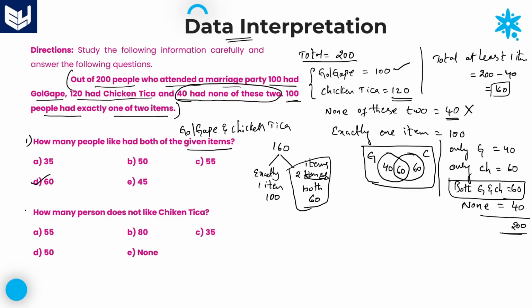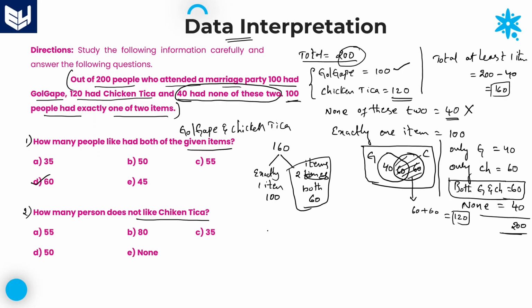Now look at the second question. How many persons do not like chicken tikka? These are the members who are liking chicken tikka, right? So 60 plus 60, 120 members are liking chicken tikka out of a total of 200.